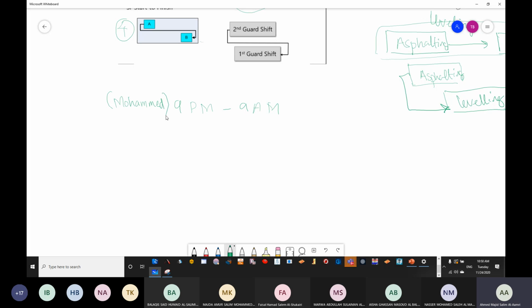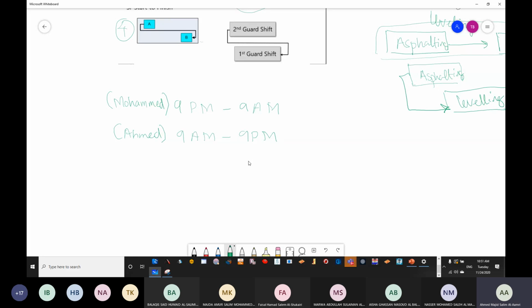Muhammad is coming 9 p.m. to 9 a.m. And then Ahmed is coming from 9 a.m. to 9 p.m. So once again, the duty of Muhammad is 9 p.m. to 9 a.m. The duty of Ahmed is 9 a.m. to 9 p.m. So I was there.